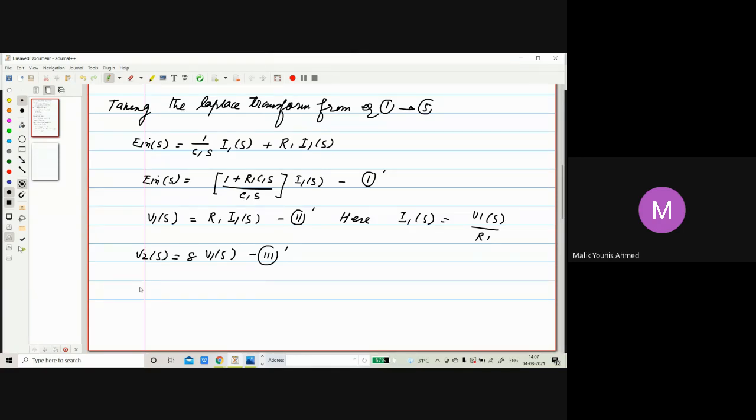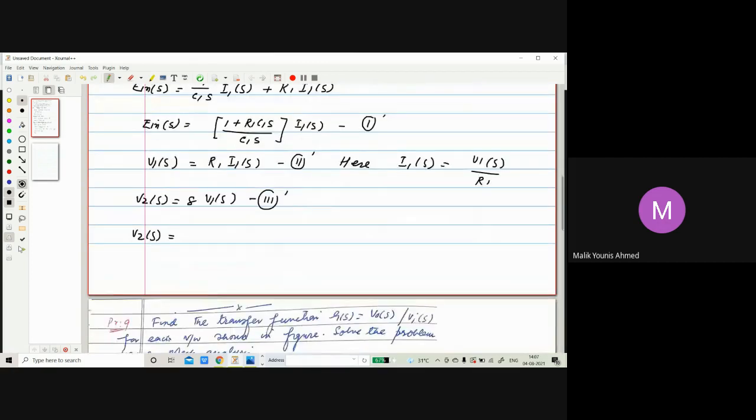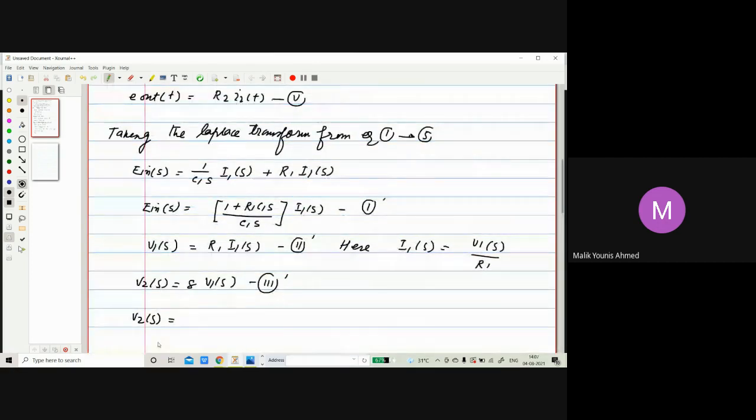From V2, we can get, V2 of s is equal to, can have a look here, 1 by C2 s, then we have I2 of s plus R2 I2 of s. Let's call this equation.